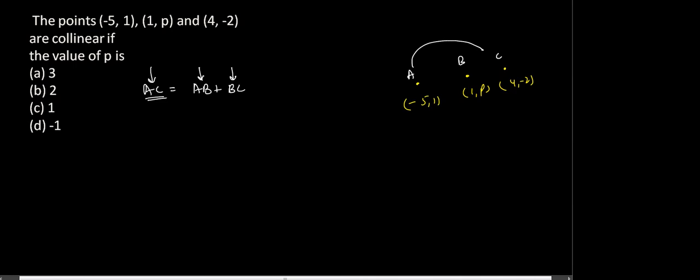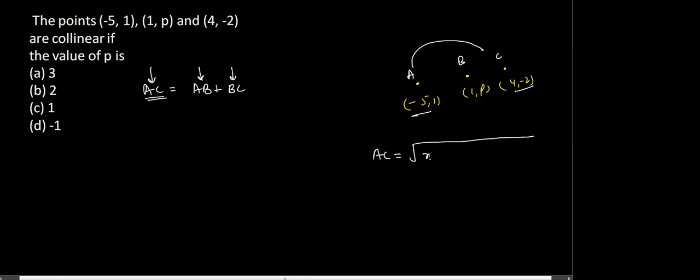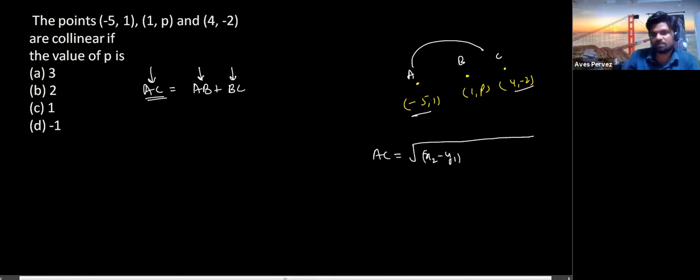-5, comma 4. Minus 5, -5 and 4. Yes, beta, AC is this one, no? So we have to write here under root of x2 minus x1 whole square plus y2 minus y1 whole square. Which one are you considering x1, y1, and which one x2, y2? It's your choice. Tell me, Biju, which one are you considering x1?